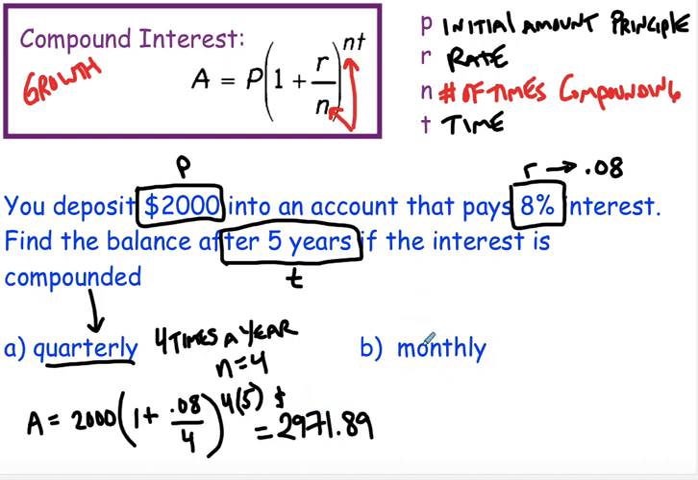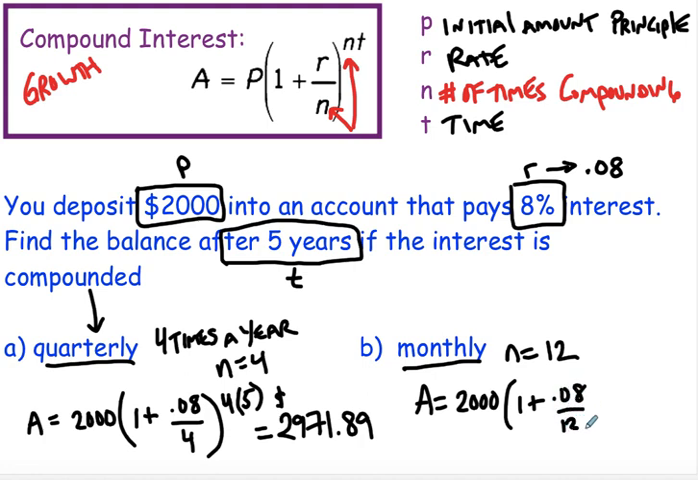Okay, now let's look at if it's compounded monthly. Now what would n equal? The number of times you're compounding monthly, that'd be 12 times in a year. So it's basically the same setup except n is 12 this time. So 1 plus 0.08 divided by 12, and then up in the exponent it'll be 12 times, again the time is 5. So you can type that in your calculator and get your amount.